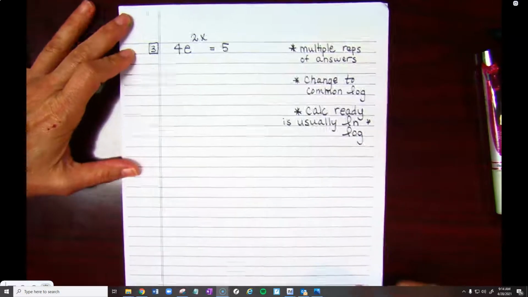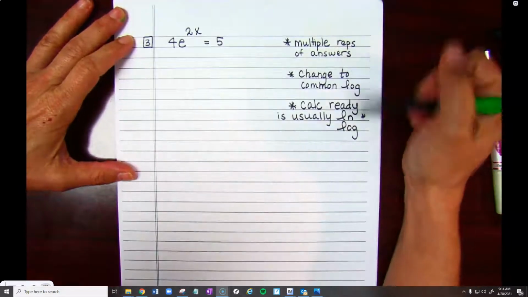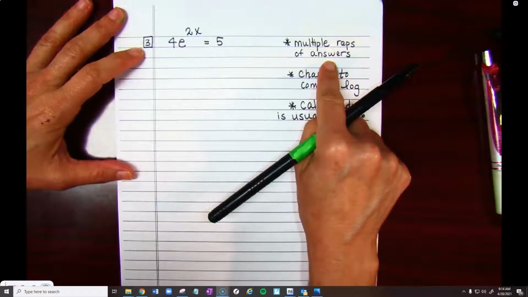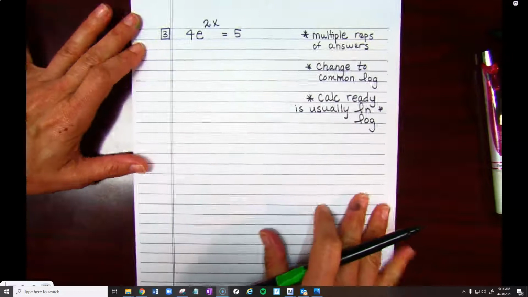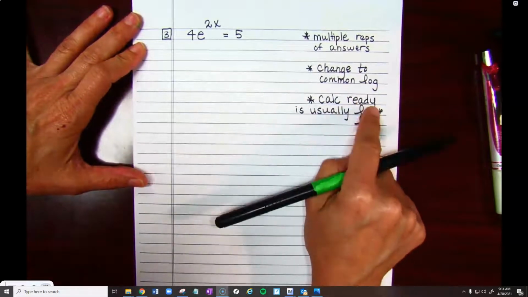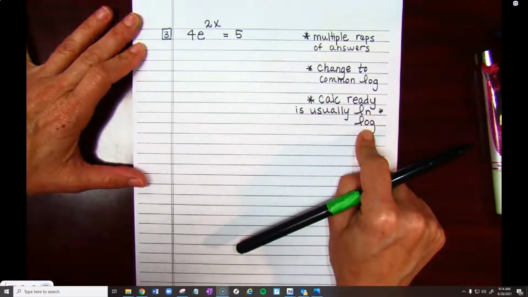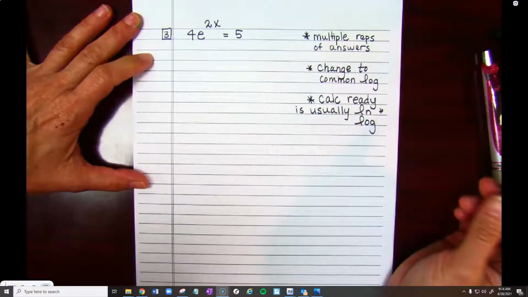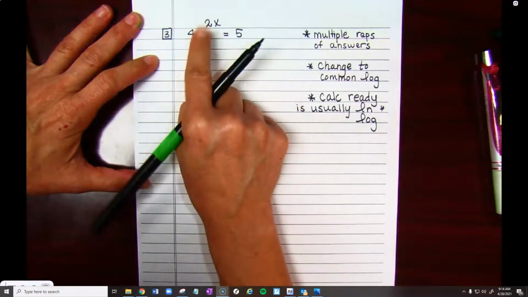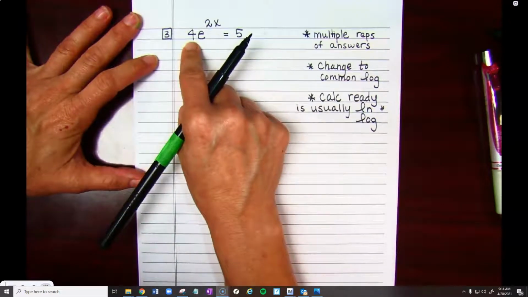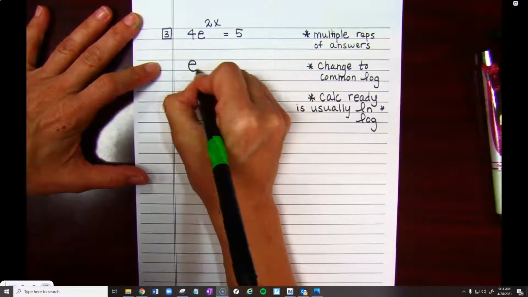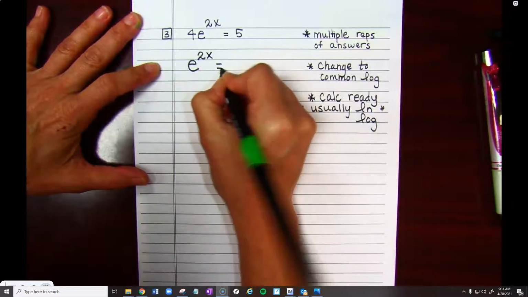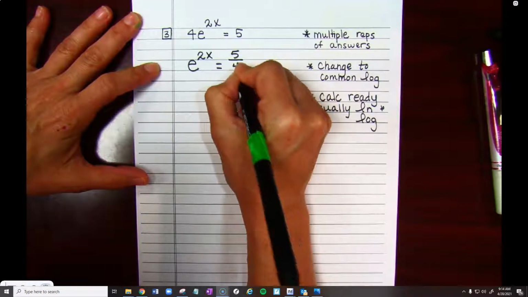All right, let's take a look at this one. So on this example right here, we're going to do a couple of different things. There's actually a couple of different ways you can write this. We're going to change this to common log form. And remember, common log form is usually calculator ready when the base is not a ln or the common log, which is base 10. Okay, so my e is not isolated. It's being multiplied by a 4. So we have to divide both sides by 4 or multiply by 1/4. So what we have is e to the 2x equals 5 over 4.